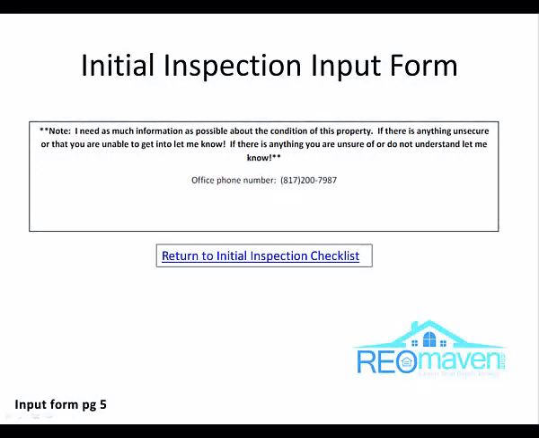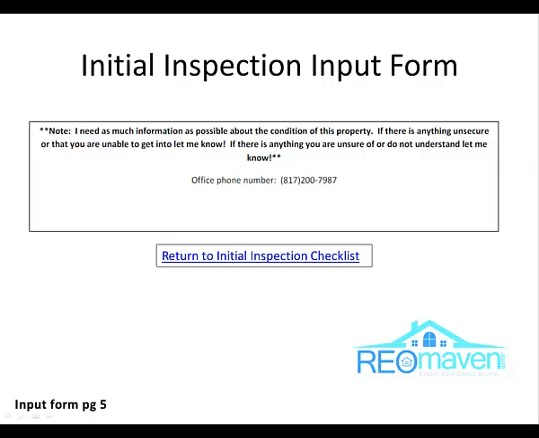If you see anything that might be considered an emergency, such as vandalization that's occurred, any broken glass, any active water leaks, anything about the property that's unsecure, we need to know about that right away. So don't wait to turn in the form. Go ahead and pick up the phone and give us a call.